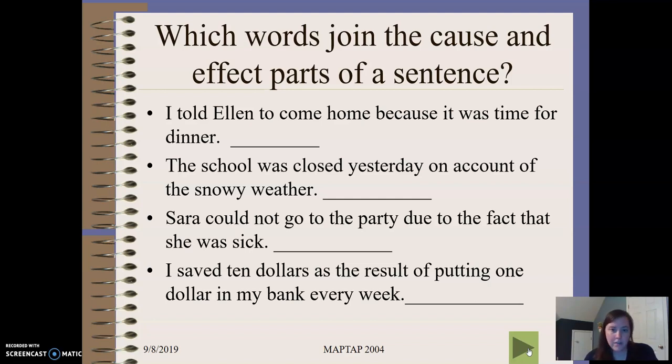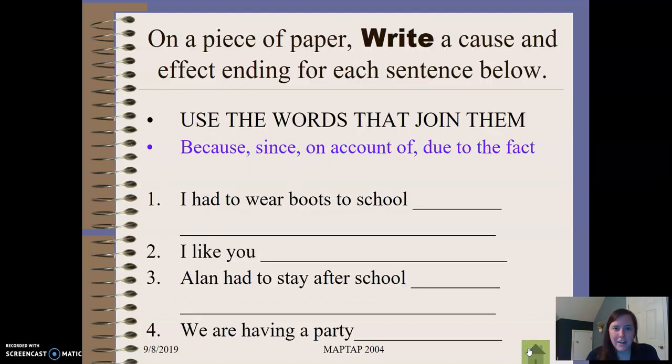The school was closed yesterday on account of the snowy weather. On account of is our transition. Sarah could not go to the party due to the fact that she was sick. Due to the fact that is our transitional phrase. I saved $10 as a result of putting $1 in my bank every week. As a result of is our connecting phrase.